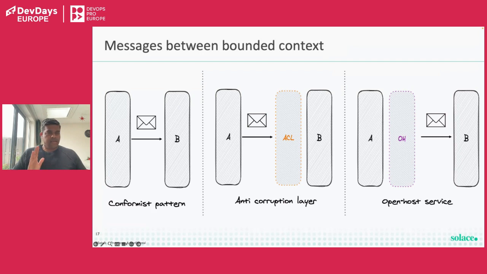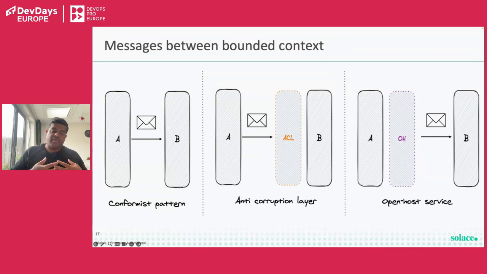You have the conformist pattern where, let's say, you have two systems, system A and system B, where system A is sending data to system B. Now, system B does no translation of the data before using it. So it's within the same bounded context. So system B conforms to a data or a contract.